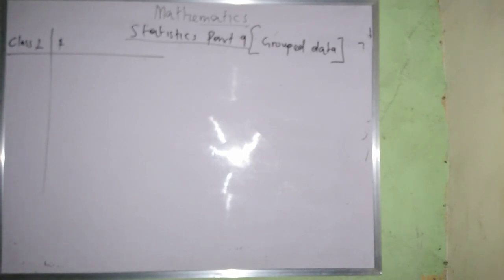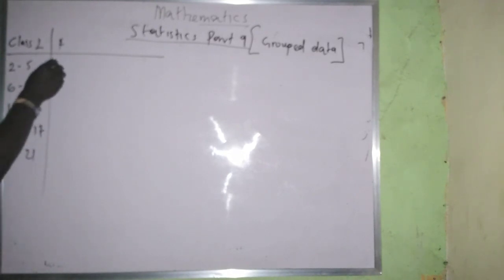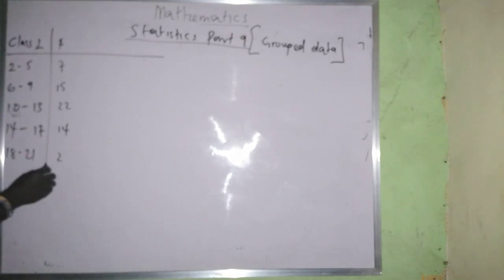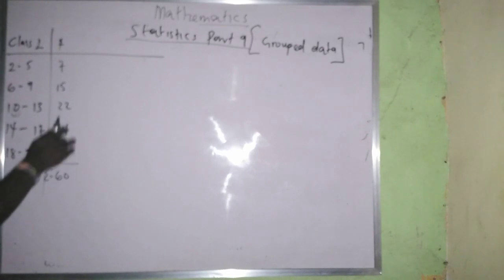Now, I have classes 2 to 5, 6 to 9, 10 to 13, 14 to 17, 18 to 21. Now my frequencies are 7, 15, 22, 14, 22, and 2, which everything equals 60. Sum it up, because summation of f is going to be 60.